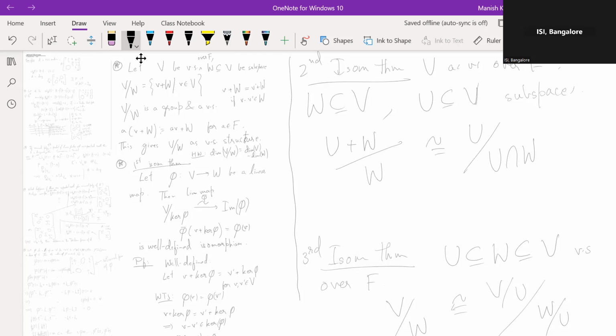If you consider U plus W, it's a subspace of V and it contains W as a subspace, so the left-hand side makes sense. And U and W are subspaces of V, so the intersection is again a subspace contained in U. So the quotient on the right-hand side makes sense. And this is an isomorphism, again a natural isomorphism. So you can give a map from one to the other. Which direction is it easy to give a map?